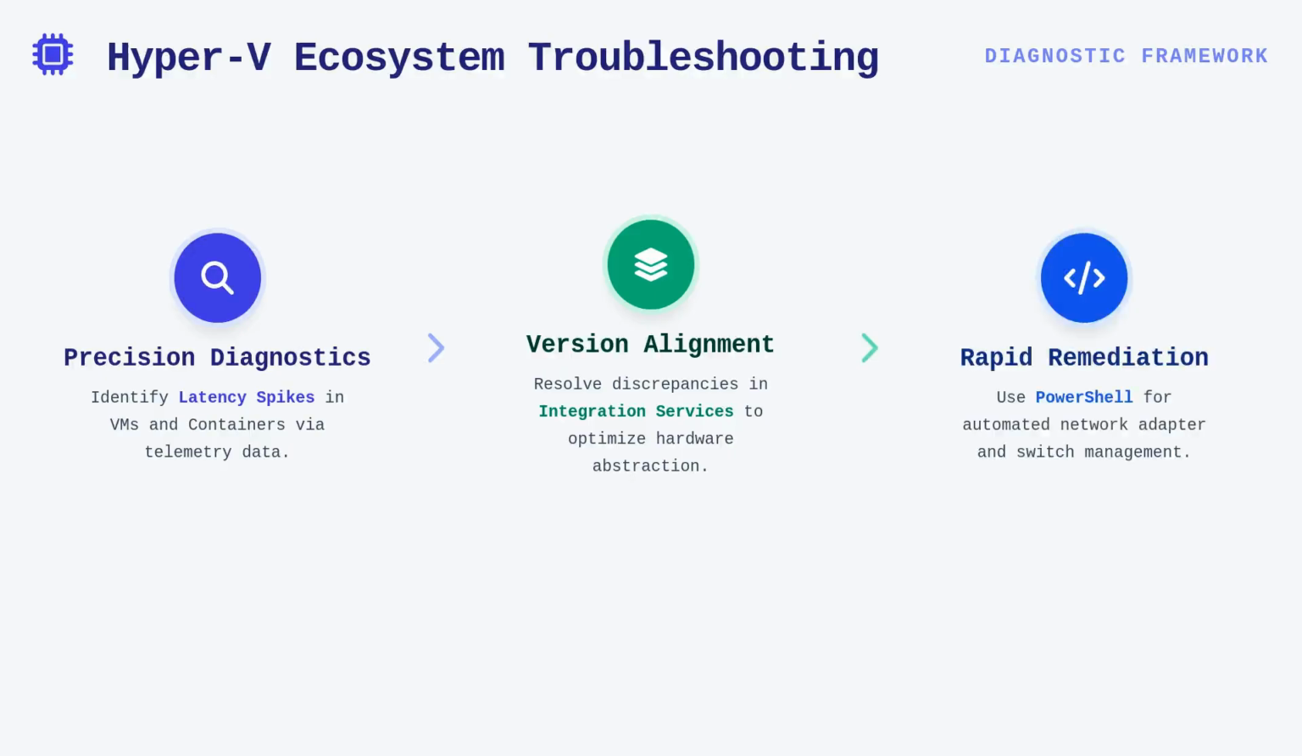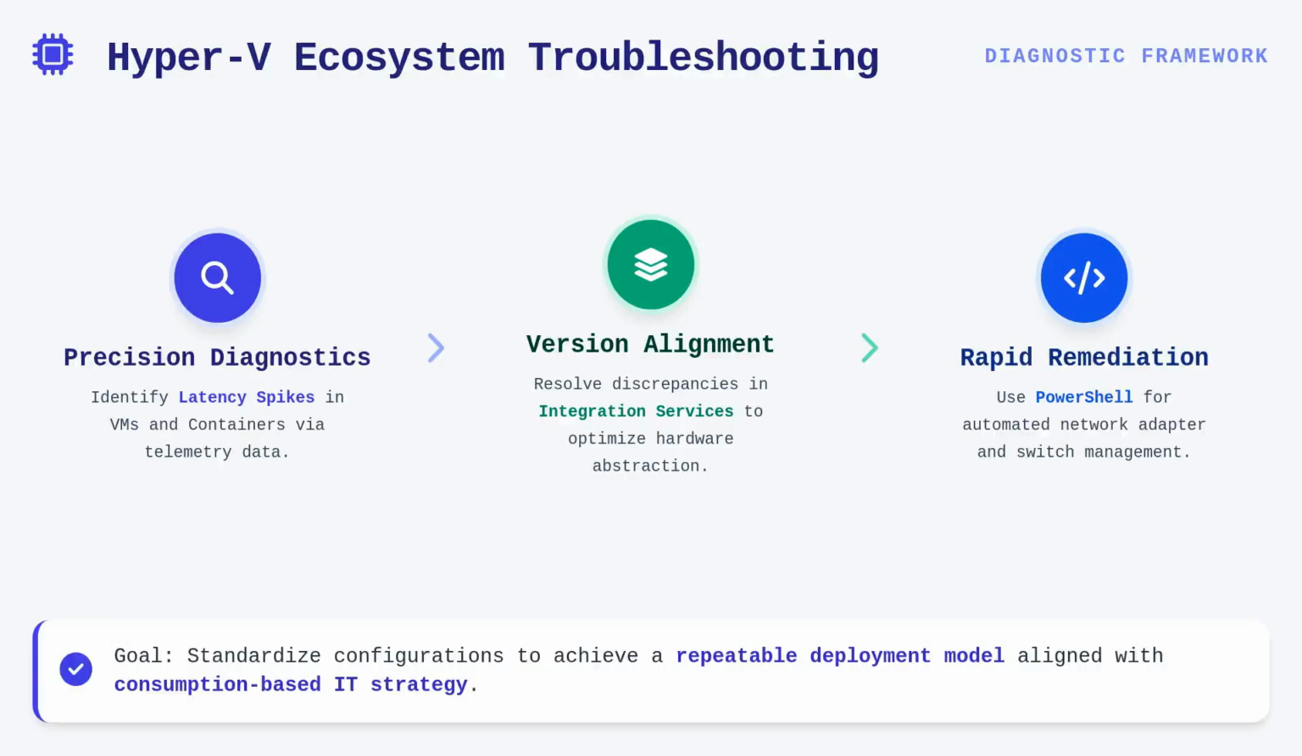We also need to be adept at utilizing PowerShell for rapid remediation and automated deployment tasks. Managing virtual switches and virtual network adapters through scriptable interfaces allows for consistent network traffic management across multiple host nodes. By standardizing these configurations, we move closer to a repeatable deployment model that aligns with the broader goals of our consumption-based IT strategy. Keep these mechanisms in mind as you map out your virtual infrastructure.